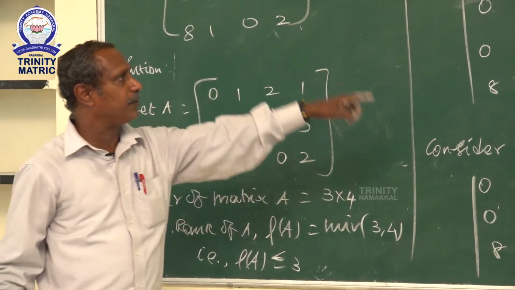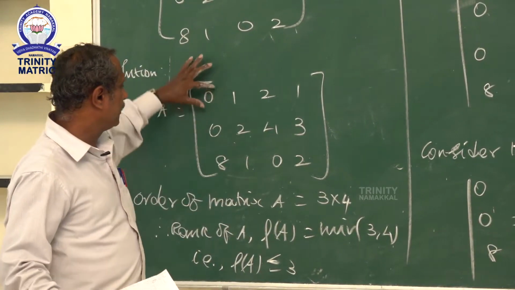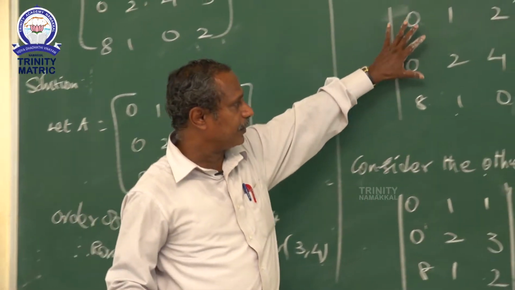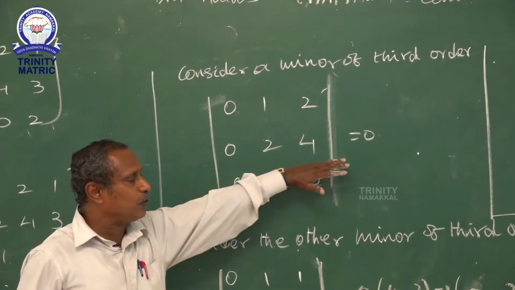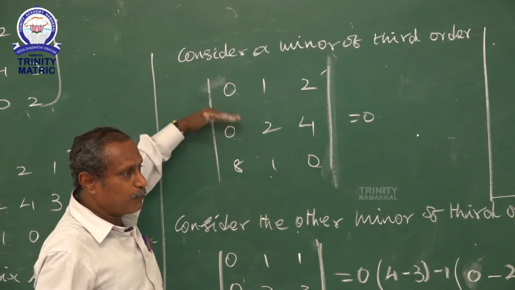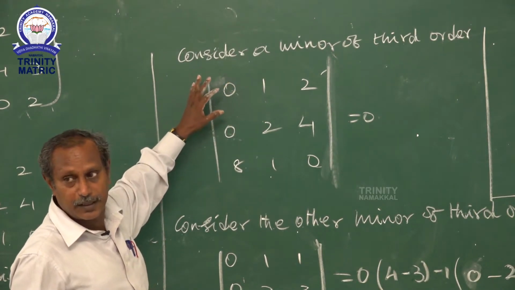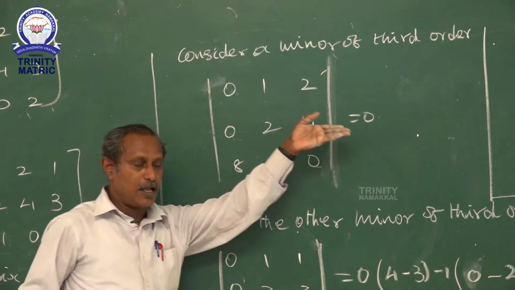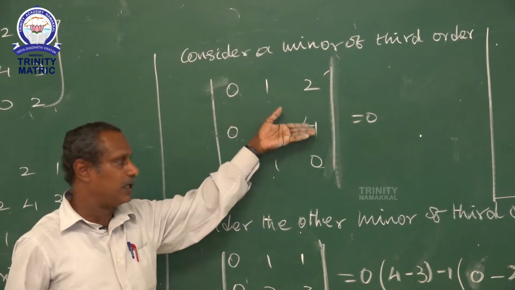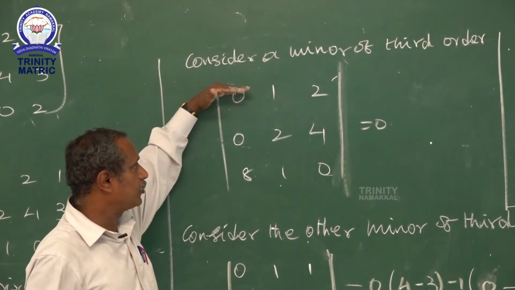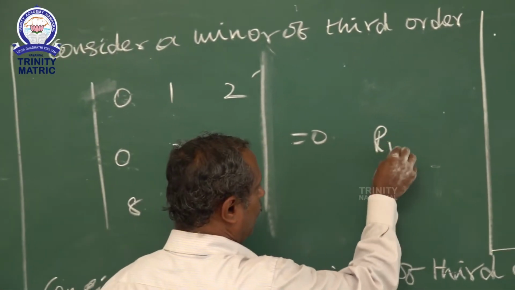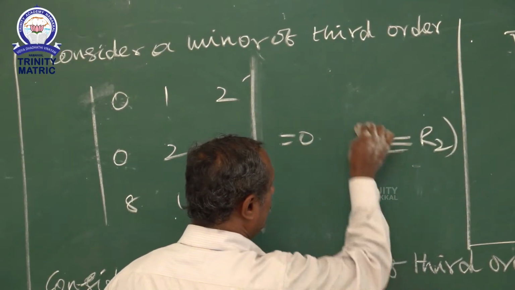I took one minor of third order, taking the first 3 columns: 0 1 2, 0 2 4 and 8 1 0, which I have written here. After expanding, the value is 0. How can we know this? If any 2 rows or columns of a determinant are identical or proportional, the value of the determinant is 0, as you studied in 11th standard. Here the first row and second row are proportional, so the value is 0.